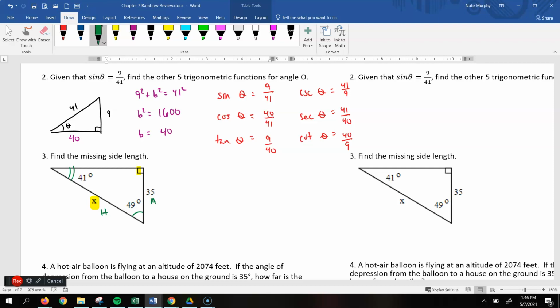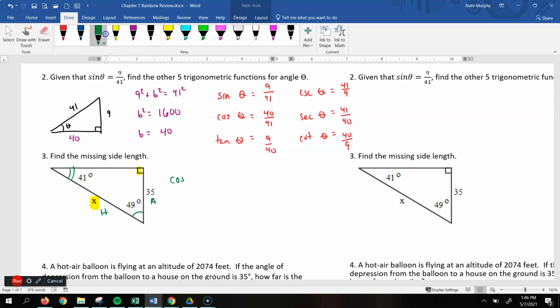Now just as a side note, if we were going to use the 41-degree angle instead, this would be the opposite leg, and this would still be the hypotenuse. So if we were going to use 41 degrees, we would do the same process, but with the sine of 41 instead of what I'm going to do here.